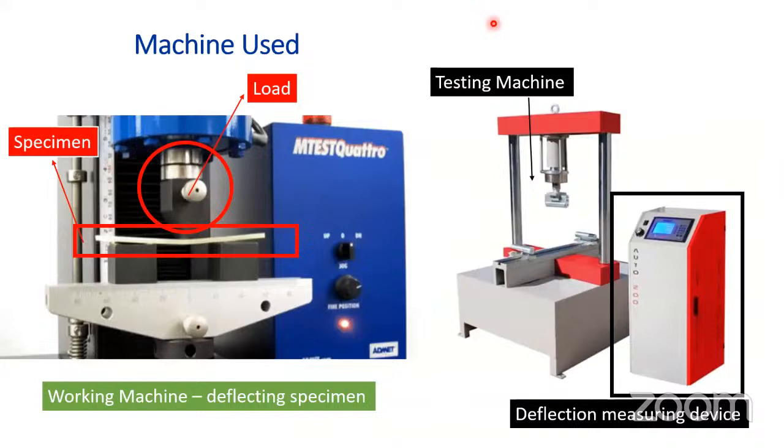See here, this is also a general representation. Can you see this? Force is getting applied and your specimen, this white colored specimen, is getting bent. From here the force is getting applied and your specimen is getting bent. Correct? This is nothing but your 3-point bending test.